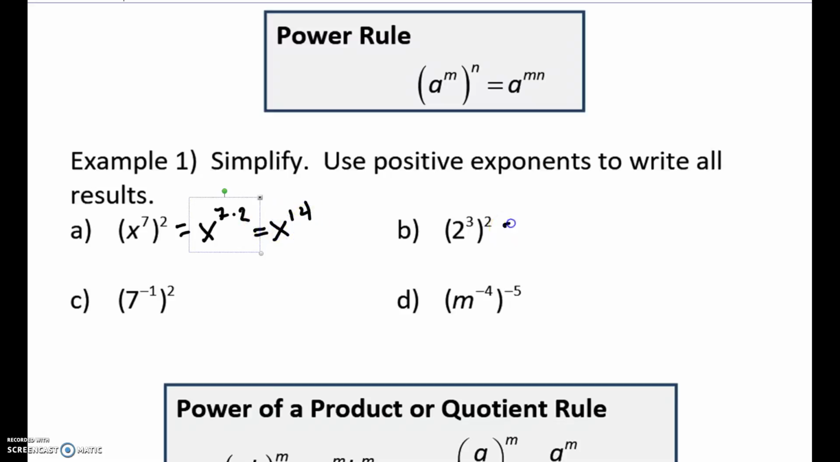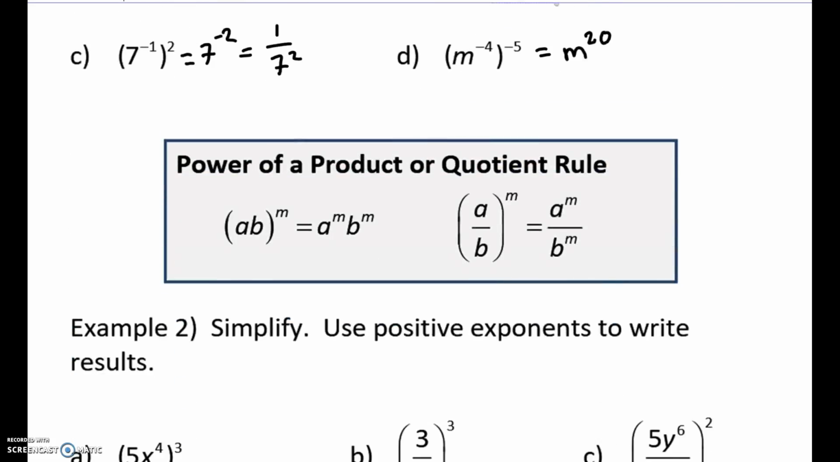Similarly, 2 to the 3rd squared becomes 2 to the 3 times 2, which is 2 to the 6th. Then here, 7 to the negative 1 squared becomes 7 to the negative 2, which again we have to write with a positive exponent, is 1 over 7 squared. And then here, m to the negative 4 to the negative 5, negative 4 times negative 5 is positive 20, so we get m to the positive 20.